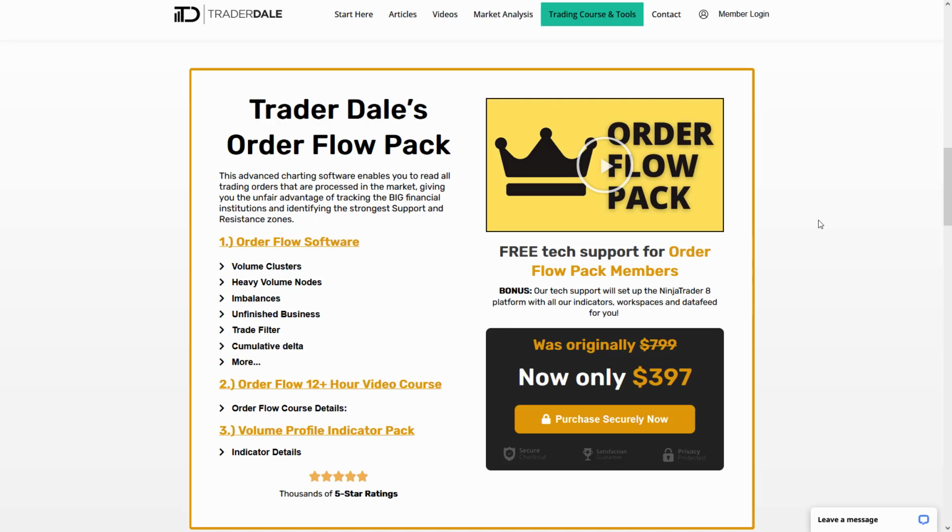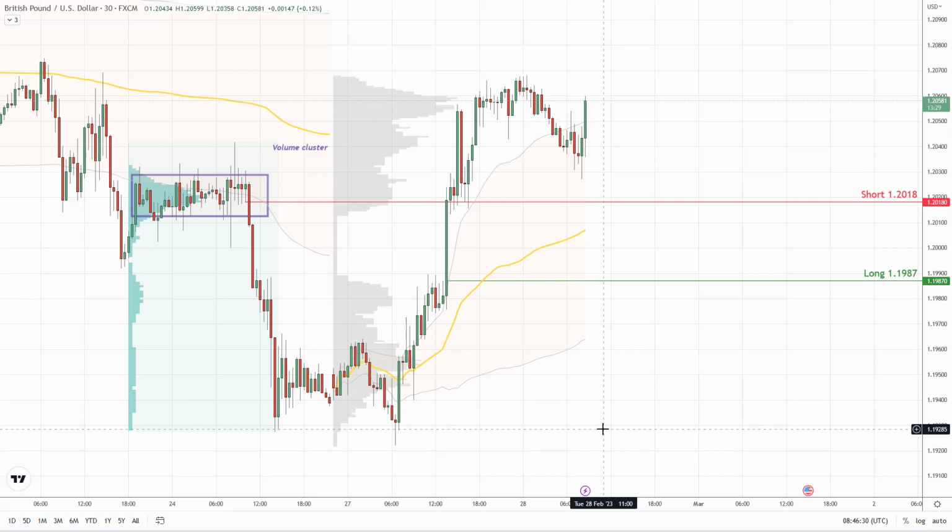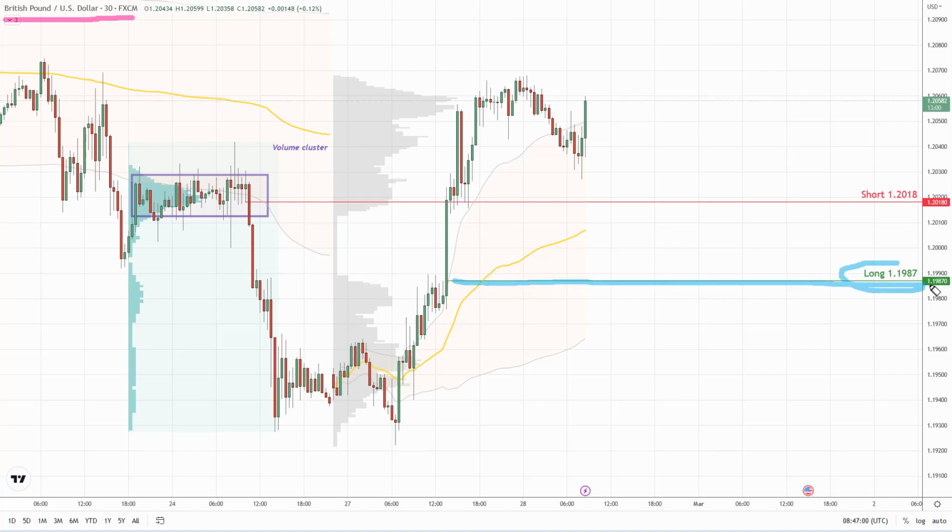Now let me switch over to the TradingView platform and talk about the trading ideas. What I want to talk about is a new support that formed yesterday on the British pound. That's what you see before you. It is the British pound US dollar 30-minute time frame, and that new support formed in here. It is at 1.1987, and it is based on the volume profile setup, which I call the trend setup.